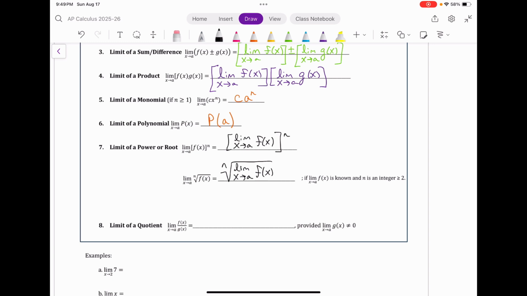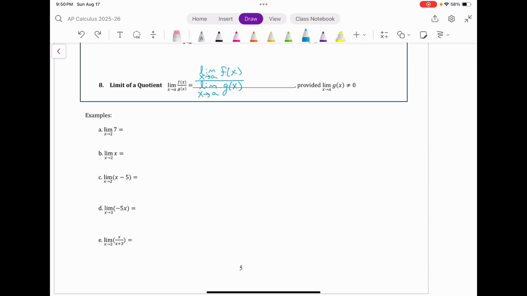And then lastly, our last limit law is the quotient rule. If we're taking the limit of a fraction of two different functions, we can find the limit separately of the numerator and the limit of the denominator, and then divide the two, as long as the limit of g of x does not equal 0. That's sufficient. Okay, so a couple examples down below.